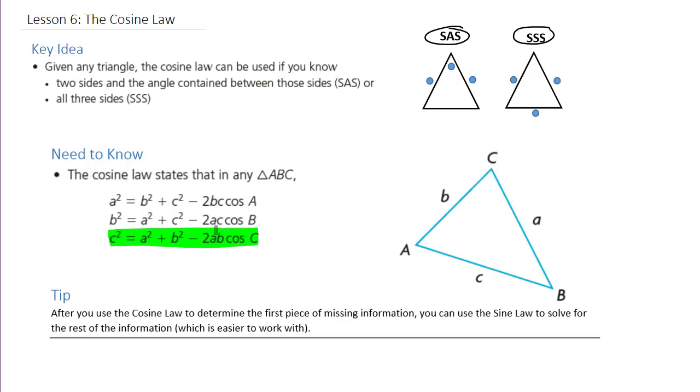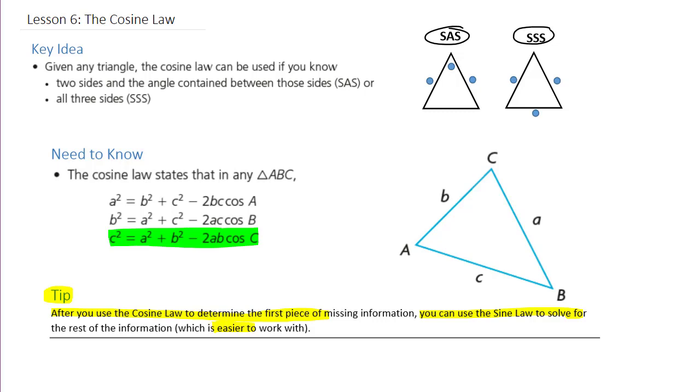Okay, so the big tip, though, is at the bottom here. After you have used cosine law once to determine the first piece of information, you only need to use cosine law once. Cosine law is a little more involved, a little busier, a little more work. Do not keep using cosine law, okay? Just use it to find one piece of information. Once you have that one piece of missing information that you need, you can use the sine law to solve for the rest of the information, which is way easier to use, okay? So any question using cosine law, only use it once. After that, use sine law to solve for the rest of it.